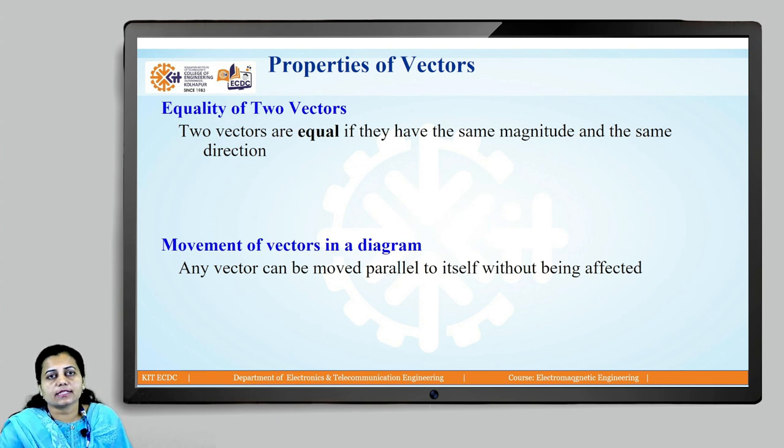Under this, what is actually this property? Here two vectors are equal if they have the same magnitude and the same direction. When can two vectors be said to be equal? Only if they have the same magnitude as well as the same direction. Then the second property of vectors is movement of vectors in a diagram. Any vector can be moved parallel to itself without being affected.